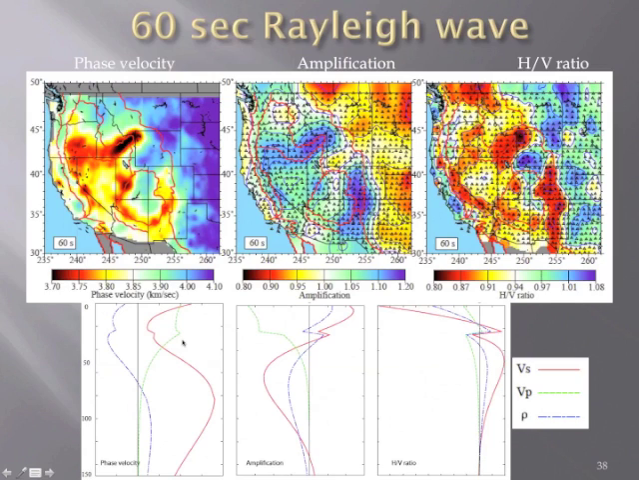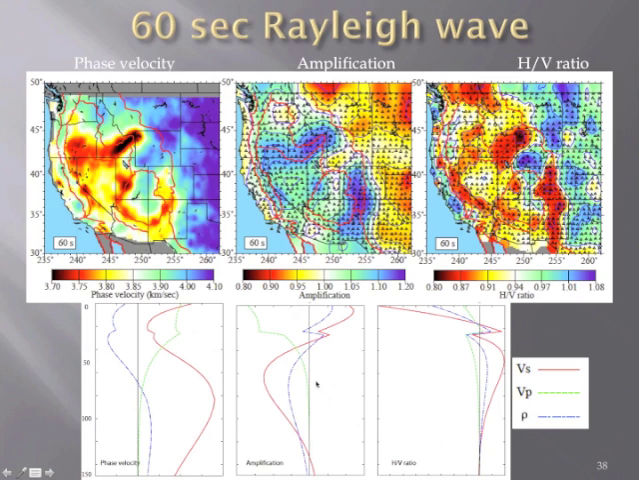And of course, the future goal is to try to include not only the phase velocity, but also amplification and HV ratio. So you have these 3 types of measurement, and they have different sensitivity. So this is depth, and this is phase velocity, this is amplification, this is HV ratio. They have different sensitivity to VS, VP, and density. So VS is red, VP is green, and density is blue.